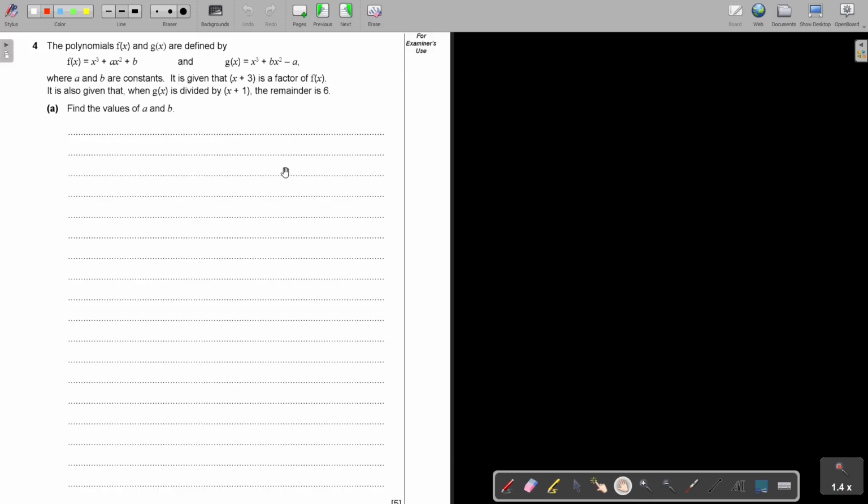Where a and b are constants, it's given that, and now you can even underline it, given that x plus 3 is a factor of f(x). It's also given that when g(x) is divided by x plus 1, the remainder is 6. That line was a little bit not so nice, it should have been moved up.